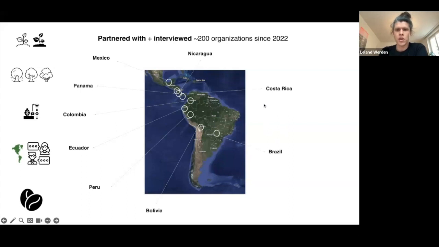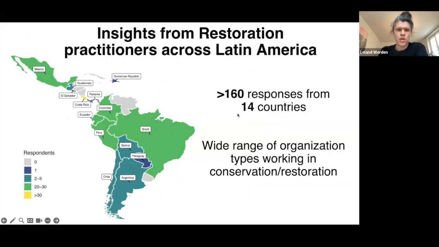And this is where everyone in the restoration ecology group in the Crowther Lab works right now. I just wanted to mention a bit on some of the survey information that we've had so far, because there have been some really interesting insights from this. We did a really large-scale survey of practitioners across Latin America that are working in restoration and got over 160 responses from 14 countries. And you can see all the countries listed here.